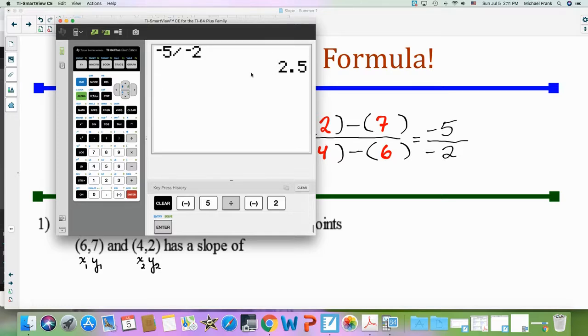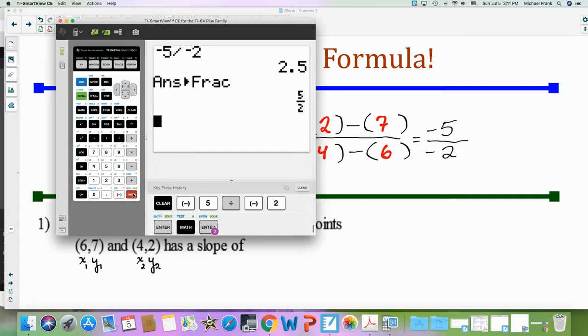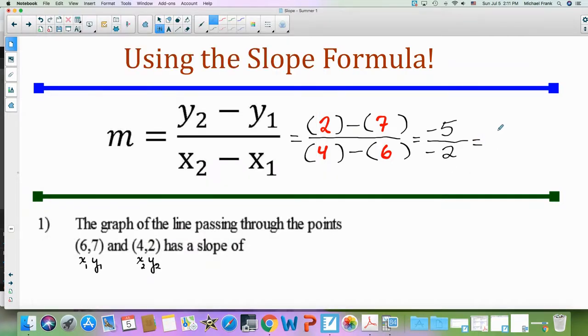Now, that might be an answer, say, in a multiple choice question. They might leave it in decimal form, but usually we put that back into a fraction. So I'm going to go to math and hit enter twice. And I say it's 5 over 2, positive. So I'm going to put equals positive 5 over 2. And that's the answer. The slope of the line that would pass through both of those points is going to be positive 5 over 2.